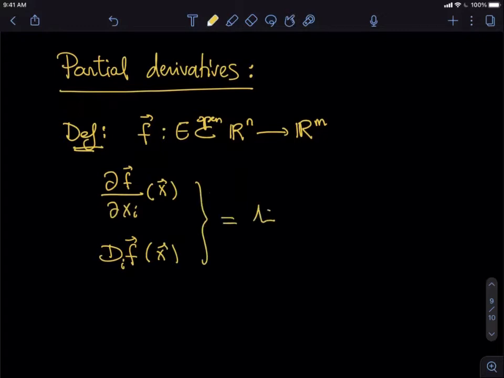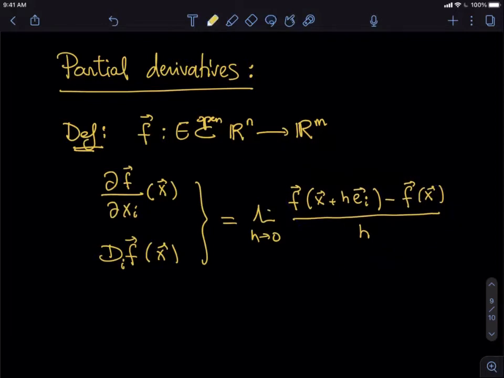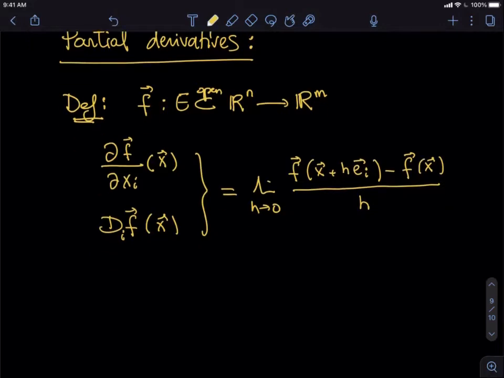is as the limit as h tends to 0 of f of x plus h ei minus f of x divided by h. Okay, and in this case, it is a real number. Okay, so we don't need to put absolute values, modulus. Okay, that's important. Here, ei is the vector that has components all 0 except for the position i that has a 1.